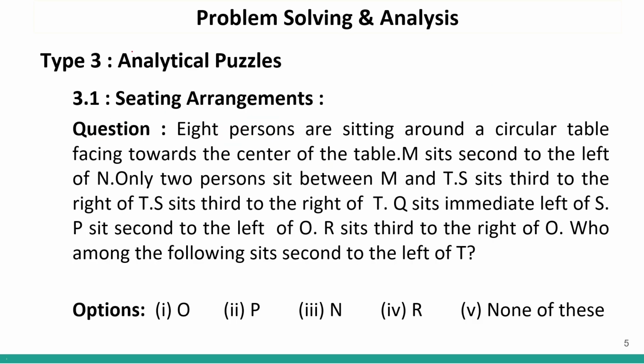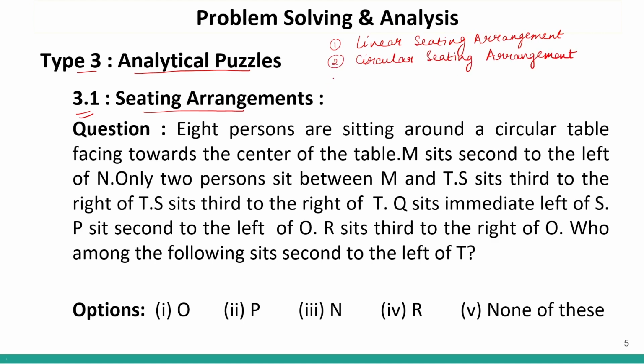So let us start with type 3, that is analytical puzzles. So type 3, first subtype is seating arrangements. Now, in seating arrangements, basically you can get four types of questions. I will number them. Number 1 is linear seating arrangement. Then you can get circular seating arrangement. Okay. Then you can get square or rectangle or triangle seating arrangement. This is more common.